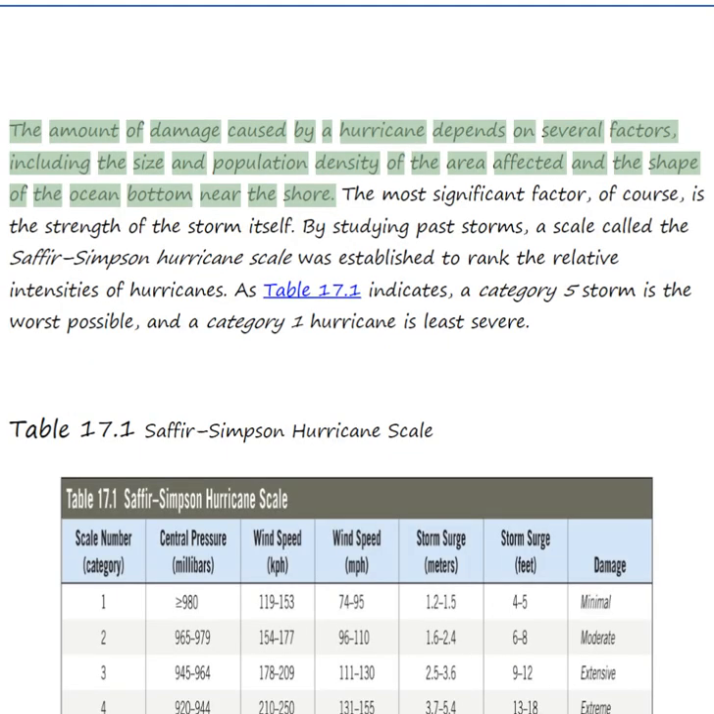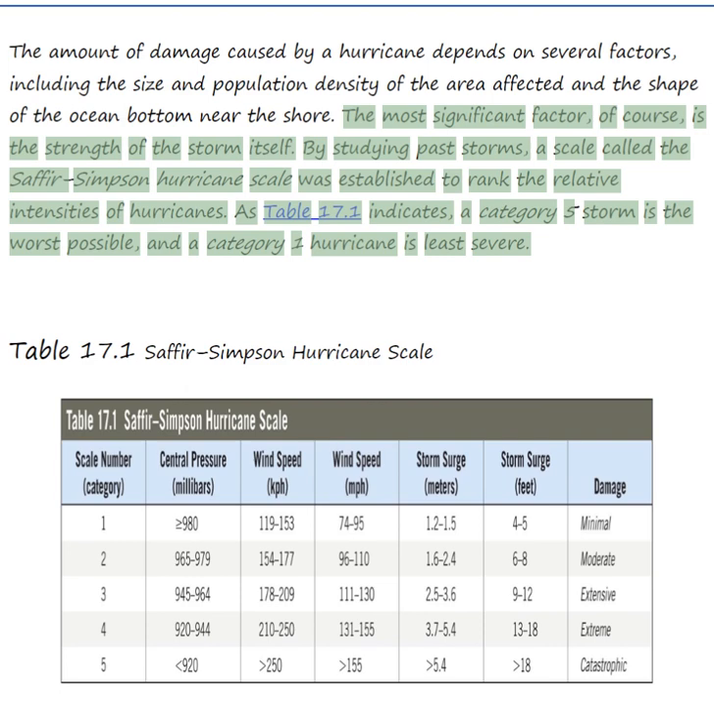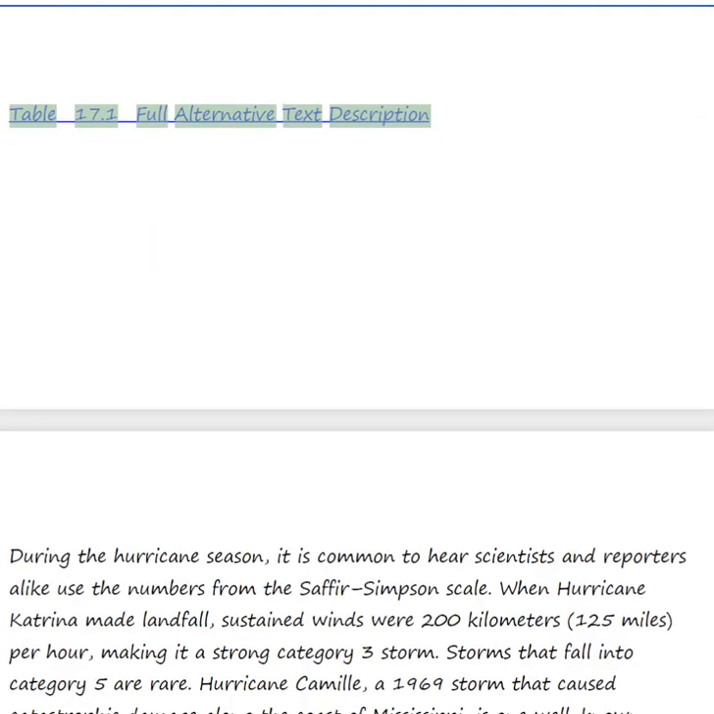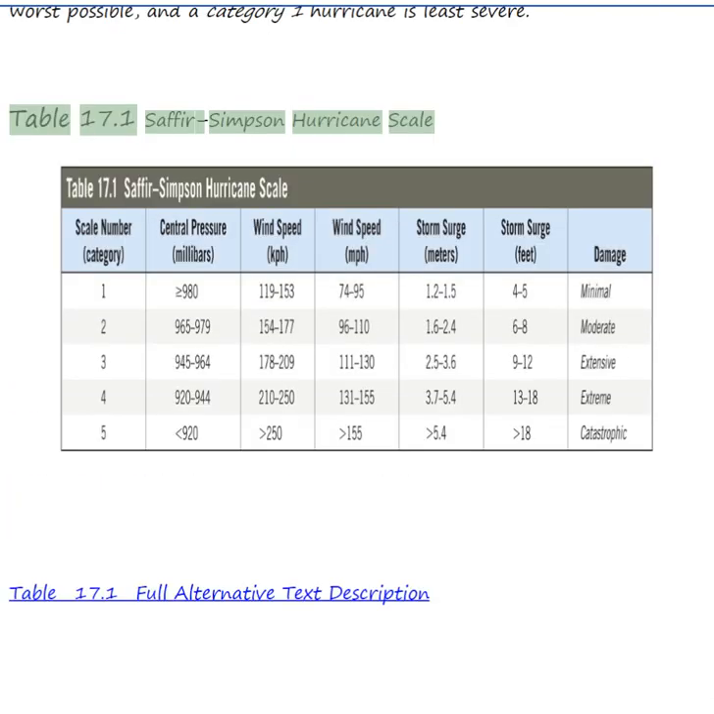The amount of damage caused by a hurricane depends on several factors, including the size and population density of the area affected and the shape of the ocean bottom near the shore. The most significant factor, of course, is the strength of the storm itself. By studying past storms, a scale called the Saffir-Simpson Hurricane Scale was established to rank the relative intensities of hurricanes. As Table 17.1 indicates, a Category 5 storm is the worst possible, and a Category 1 hurricane is least severe. Table 17.1 Full Alternative Text Description. Table 17.1 Saffir-Simpson Hurricane Scale.